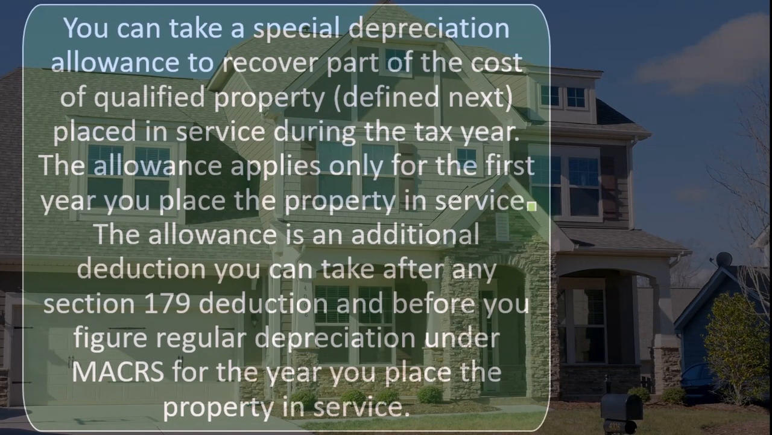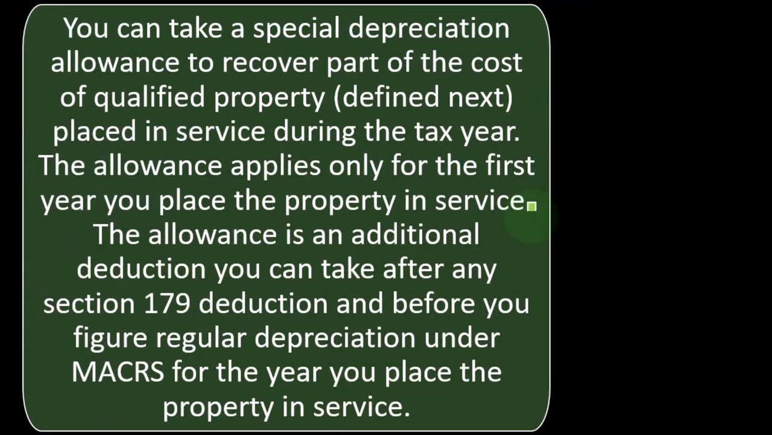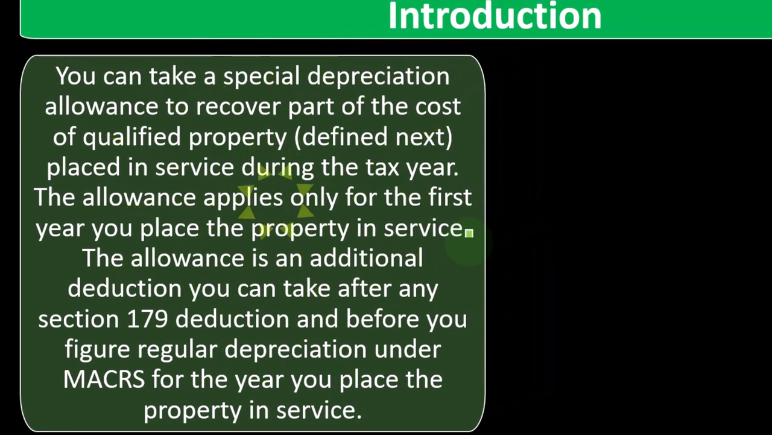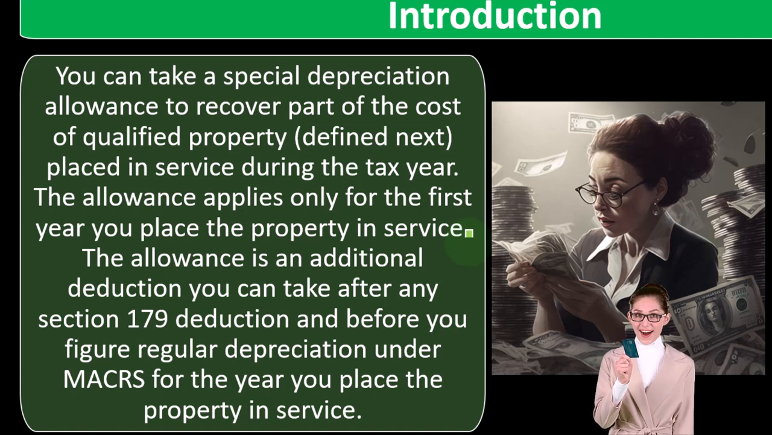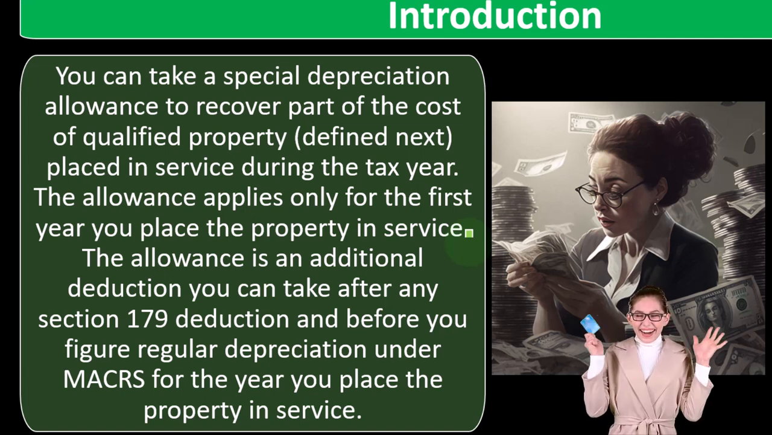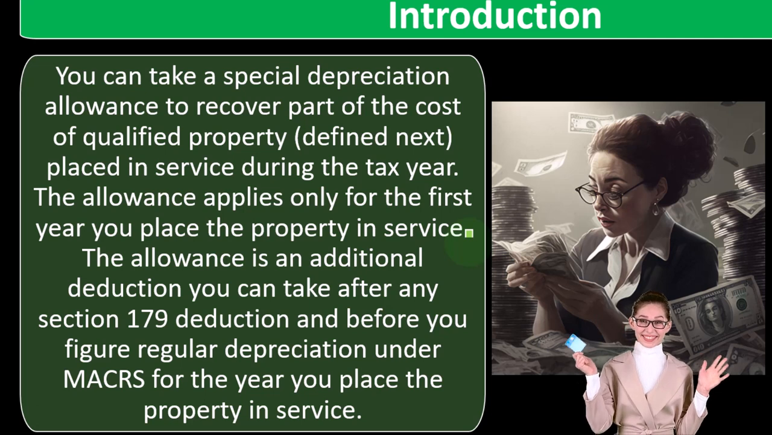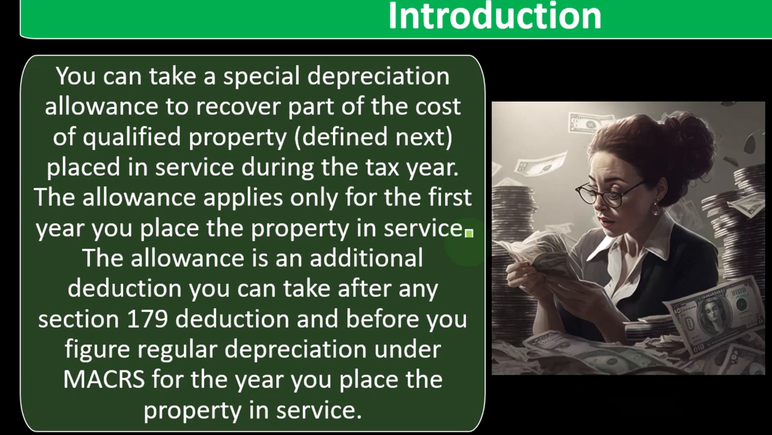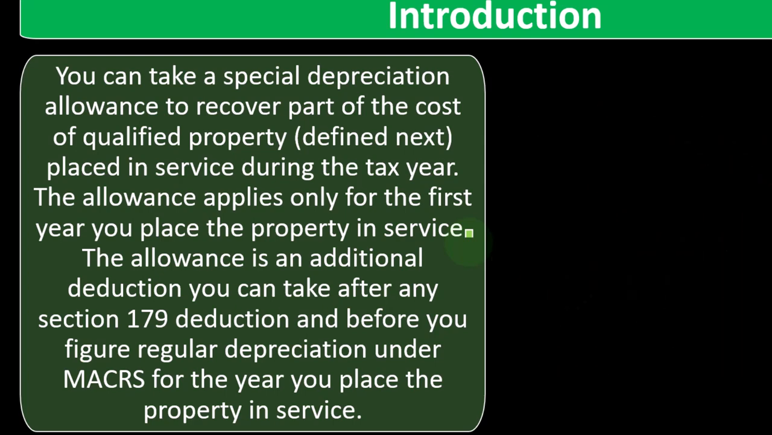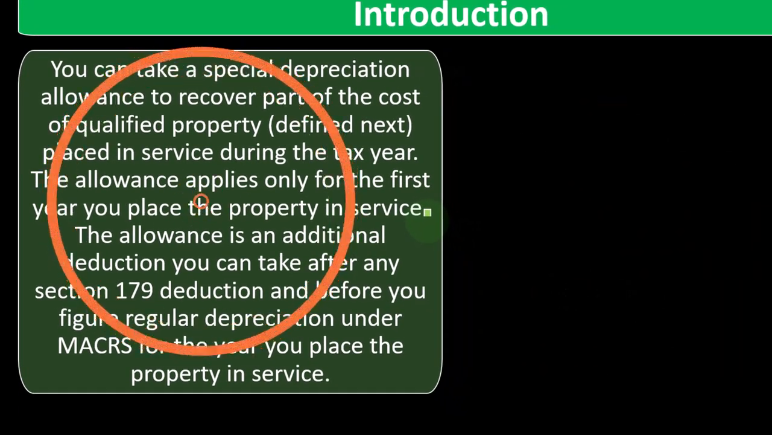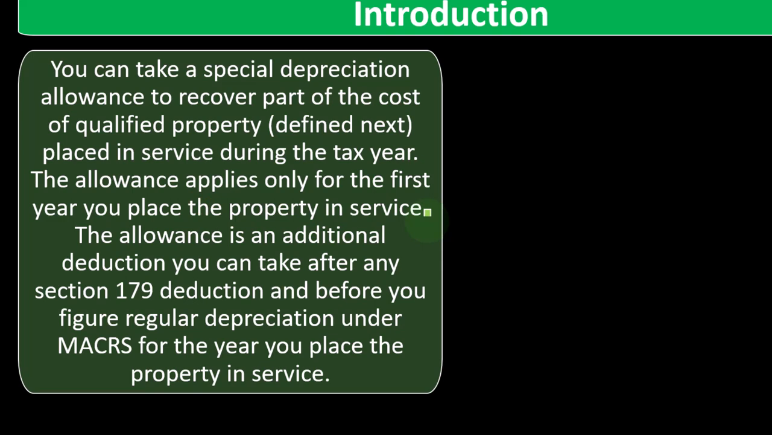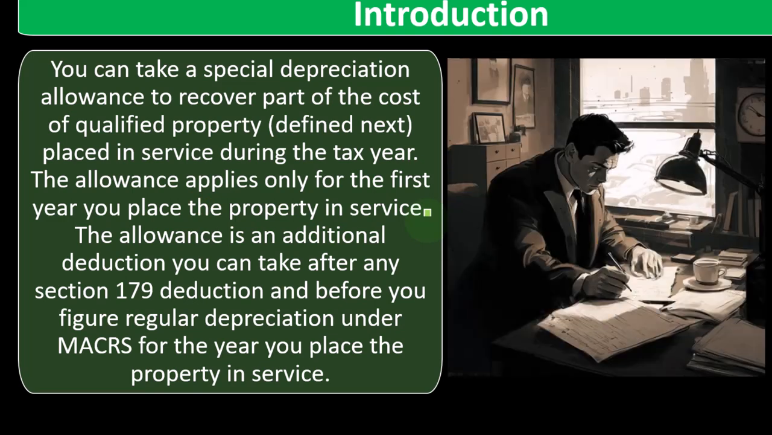The allowance is an additional deduction you can take after any Section 179 deduction and before you figure regular depreciation under MACRS. That's the normal kind of depreciation method, basically like a double declining method. So we're trying to take this before we kick into the normal depreciation, which would allocate over multiple years in the future. The 179, as we have talked about in the past, is another format of special, upfront depreciation. So for some time now, they've been trying to stimulate the economy, most likely overheating the economy, possibly pushing too hard at this point.